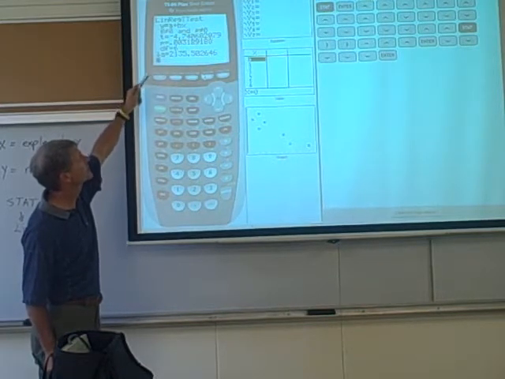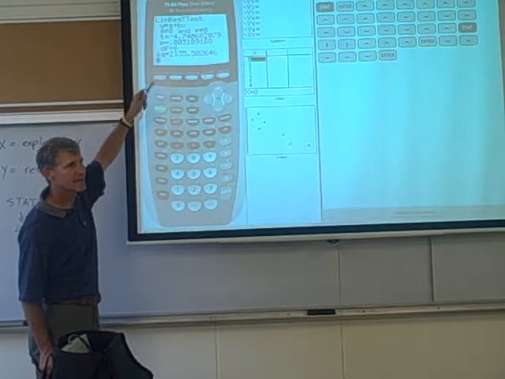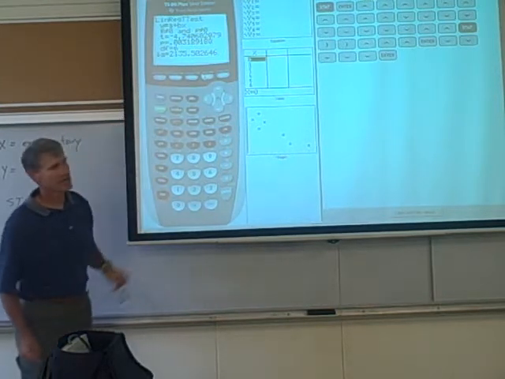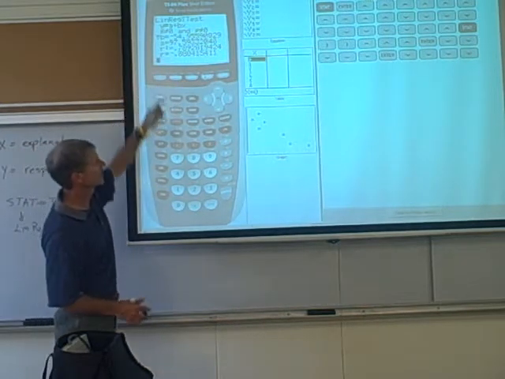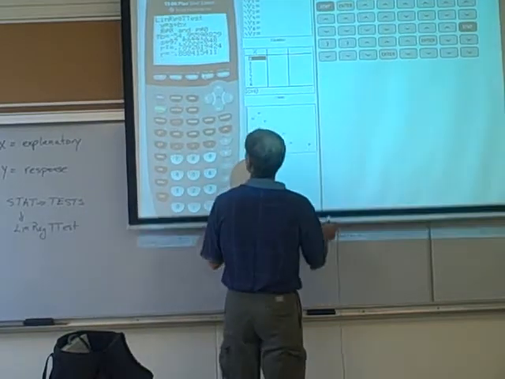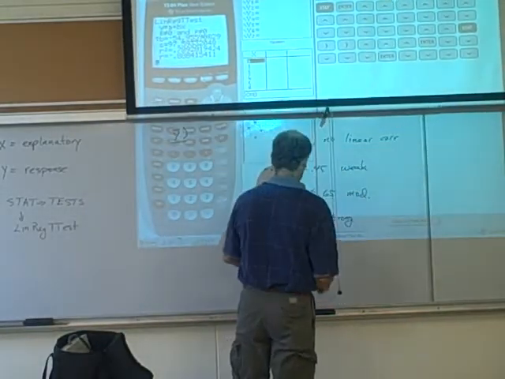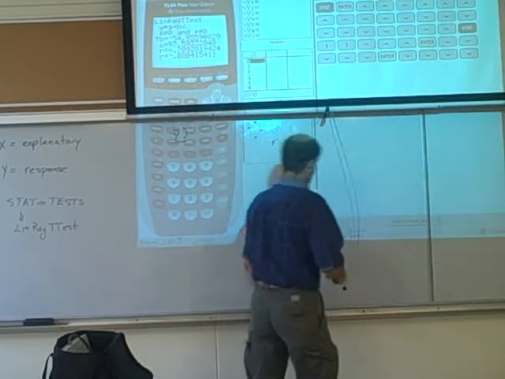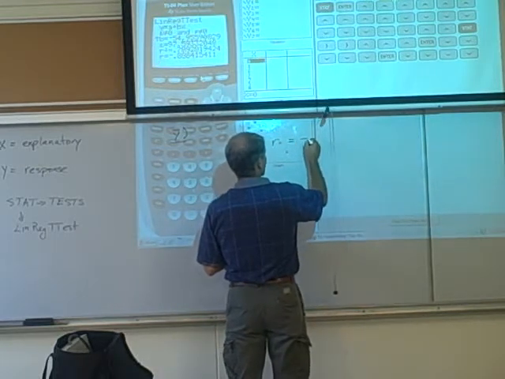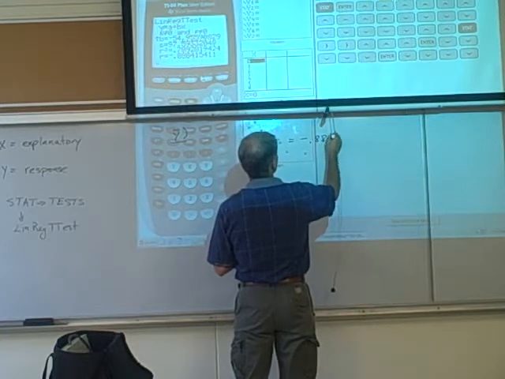None of these numbers make any sense to us at this point. After tomorrow, we'll learn what A is and what B is. There's an arrow beside the A. So arrow down. There's B. Keep going till you get to the bottom and you get R. So there's your correlation coefficient R. So R is equal to negative 0.8884.